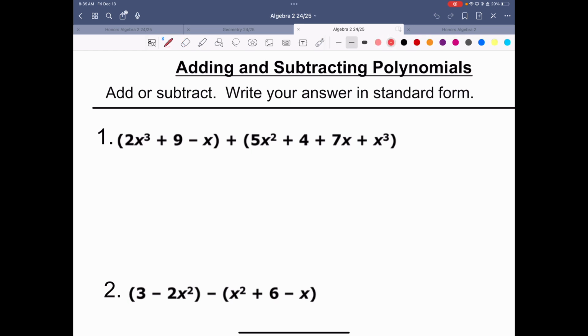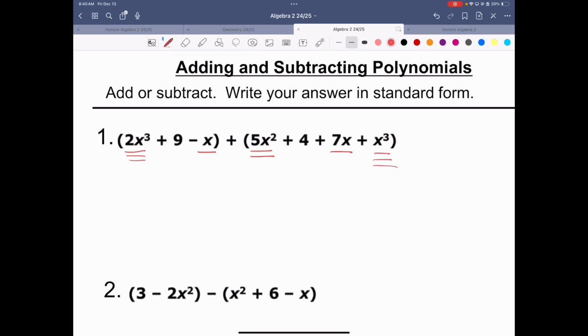What I like to do is underline these. I underline them the number of times that the exponent is. So I'm going to put 3 underneath that because it's a third degree monomial. 9, it's a 0 degree, I'm not going to put any lines under it. x is a first degree. I just put 1, 2, none, 1, 3.